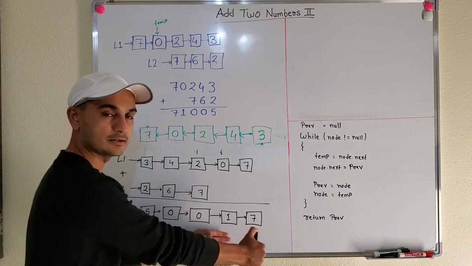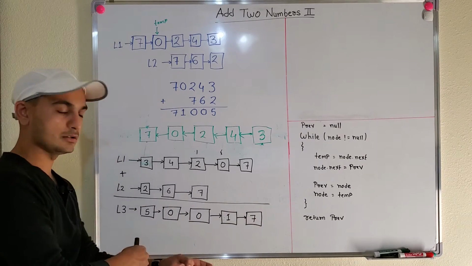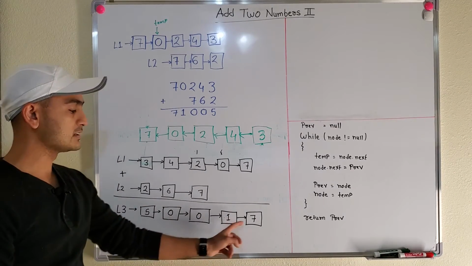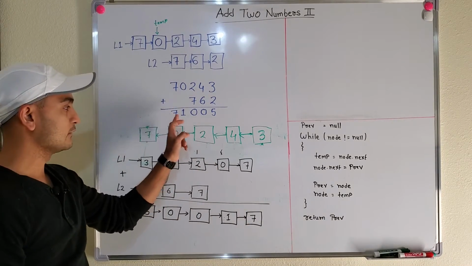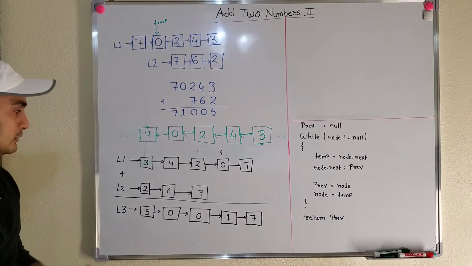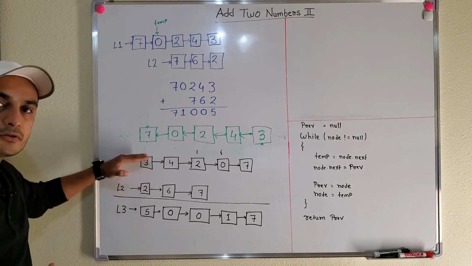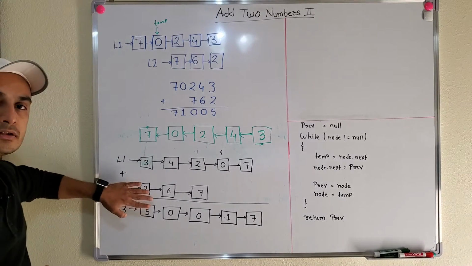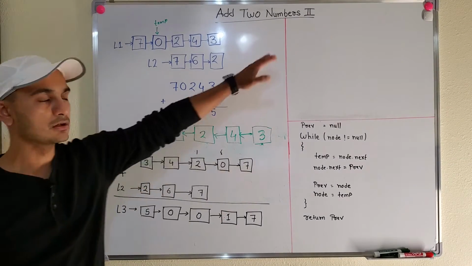Once we have done this, we'll again reverse this list. So 50017 will become 71005. So let's look at this final piece of code where we add the two lists on the computer, and then we'll run the whole thing.